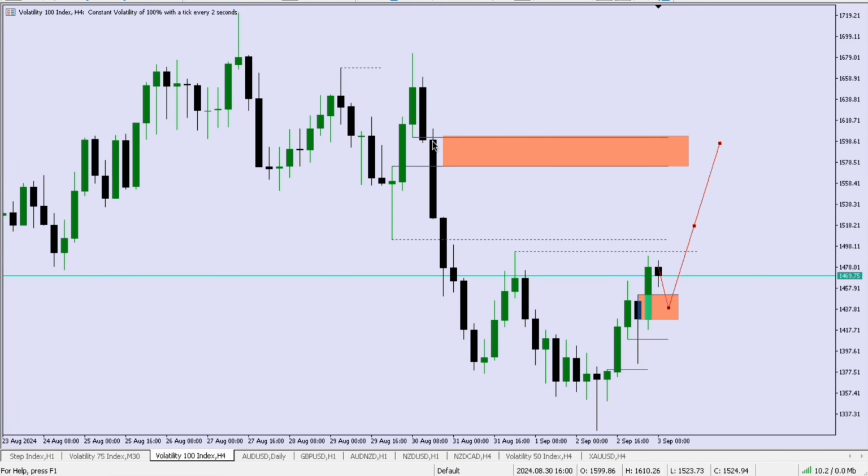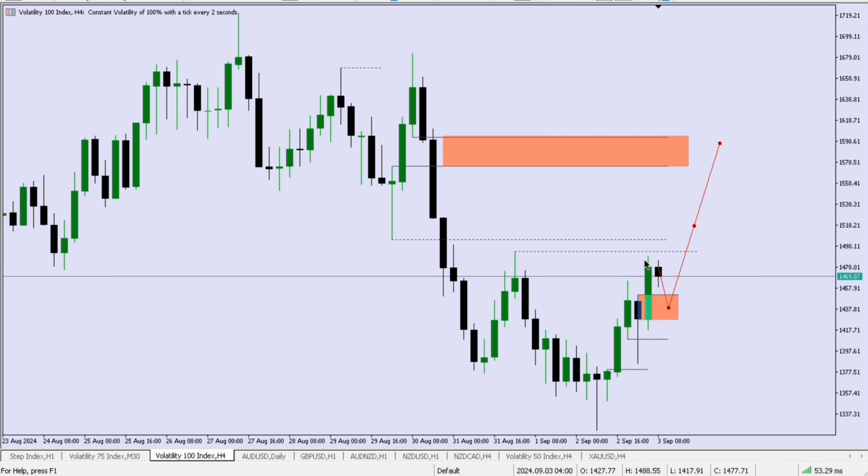We have volatility 100. So you can see here we have a fair value gap at this level here. So I'm expecting price to get to this level here, and from this level here, I'm going to be looking for a decline in price. As you can see, price is at this level now, okay?